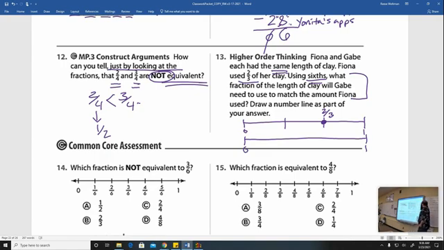We have 3 sections here. What do we need if we're using 6? How many sections do I need? That's right. 1, 2, 3, 4, 5, 6. Now we have 6 sections. So which one is equivalent to 2/3 then? What's equivalent to 2/3?